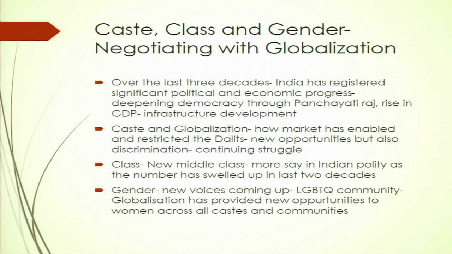Coming to the understanding of caste, class, and gender, and how they have negotiated with globalization, we need to keep in mind that India has registered significant political and economic progress in the last three decades of globalization. Along with that, the deepening of democracy through Panchayati Raj and the rise in GDP and infrastructure development has somehow tried to bring the intersectionality of caste, class, and gender to the fore and tried to maintain a certain kind of equilibrium between the three and the political processes in India.